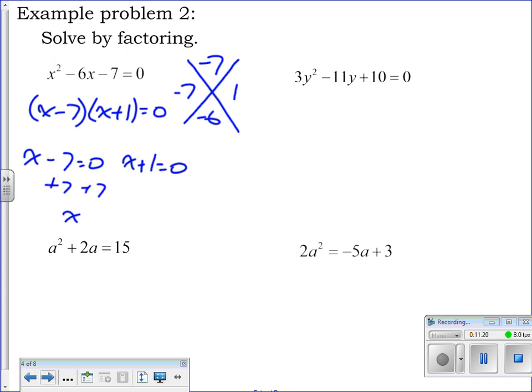Add 7 to both sides, x equals 7. Subtract 1 from both sides, x equals -1. Notice, the solution is the opposite of what's inside. The solution is the opposite of what's inside. Because I set what's here equal to 0, the opposite of -7 is what makes this 0. The opposite of 1 is what makes this one 0. That's why inside is opposite. That's where this comes from solving these problems. That's the connection that you've done this before. Hopefully you saw that, but that's why the insides are opposite. Okay?